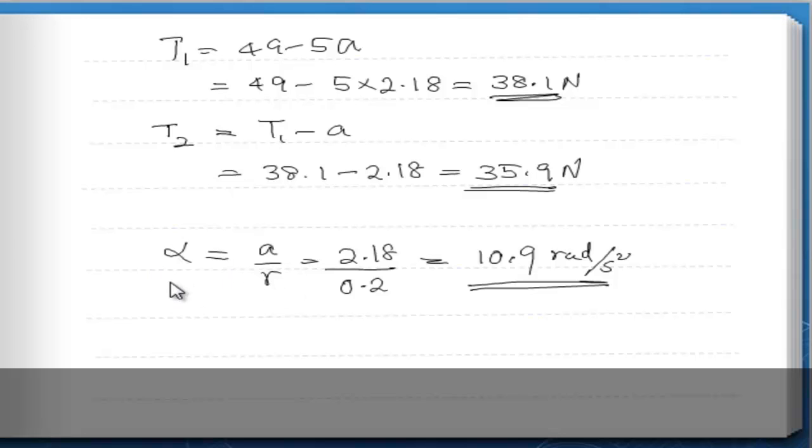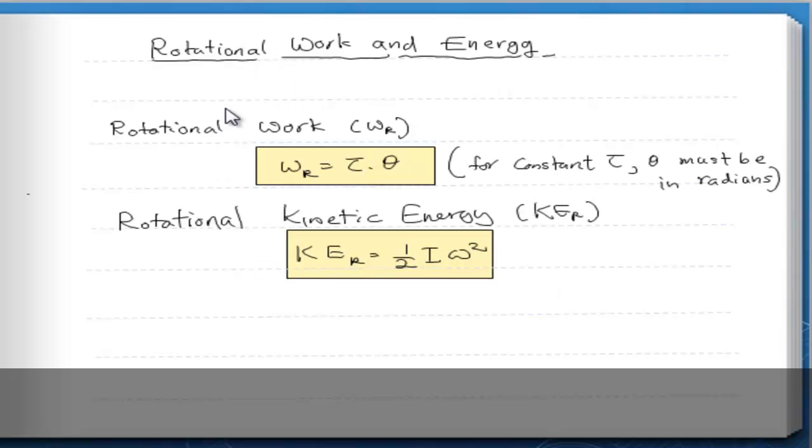So the angular acceleration alpha is a divided by the radius, so it's 2.18 divided by 0.2, so that's 10.9 radians per second squared. The last part of this section is rotational work and rotational energy. Rotational work is defined as rotational work equals tau times theta. Tau is the torque and theta is the angular displacement, which must be in radians.